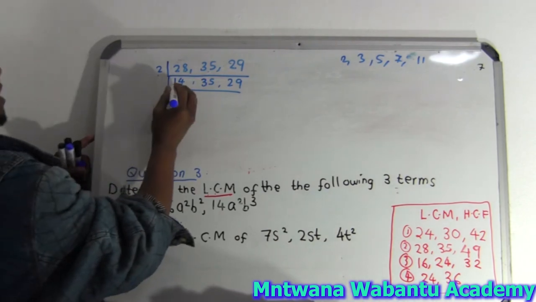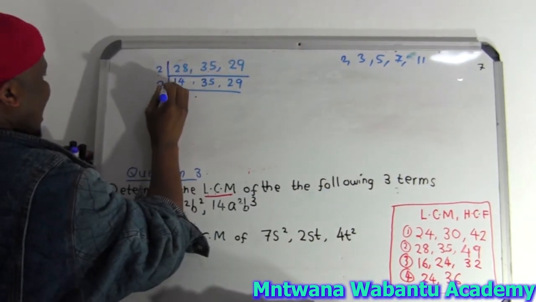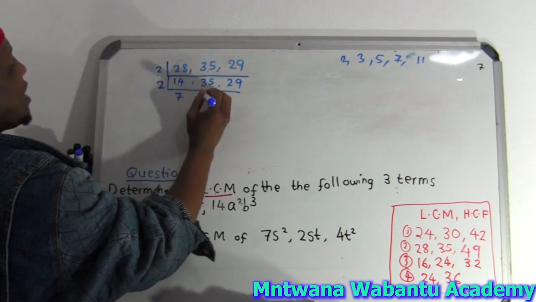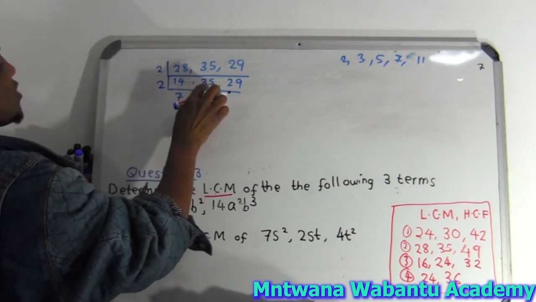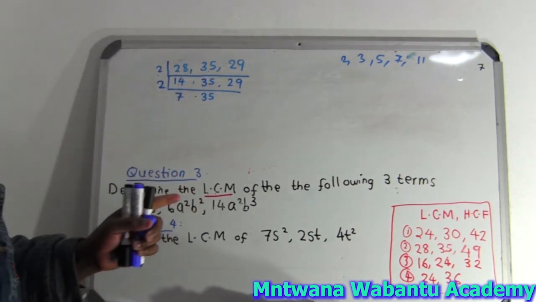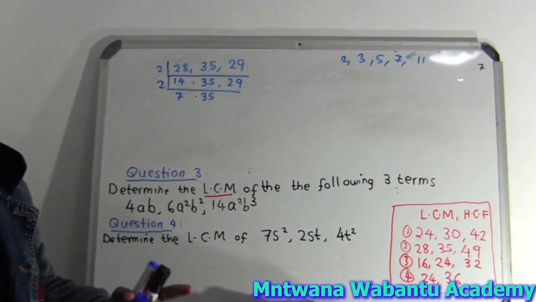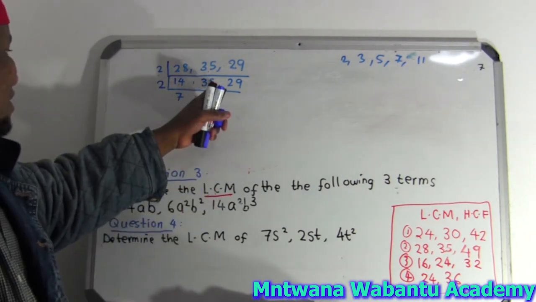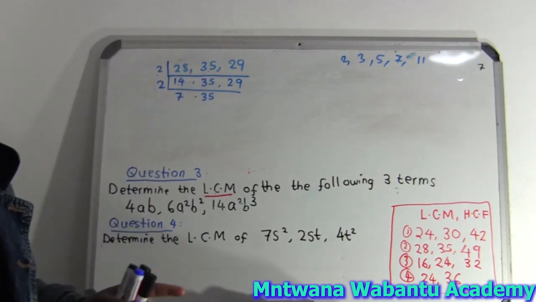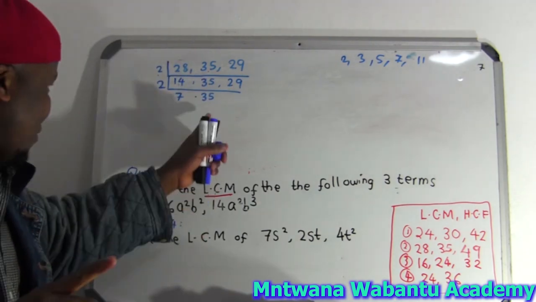Now can 2 still go? Yes, 2 can still go. This is going to give us 7. And the others stay as they are, because when you divide, you don't want something to give you a remainder. If you plug it into a calculator, 35 divided by 2 is going to say 17.5. So those ones, no, write them as they are.